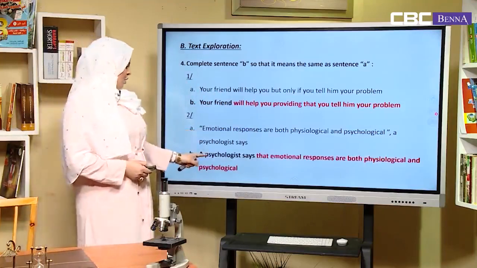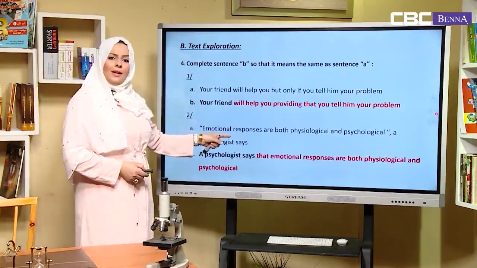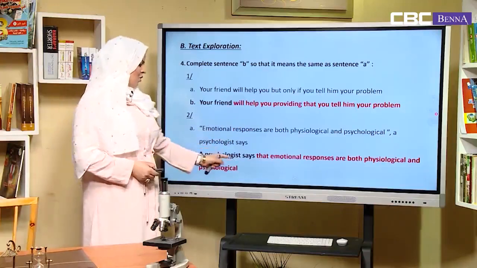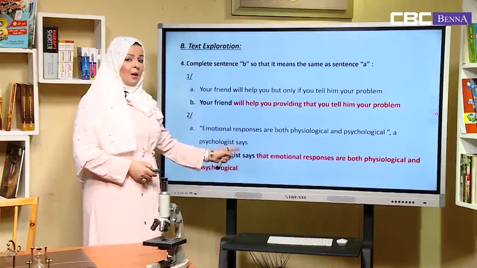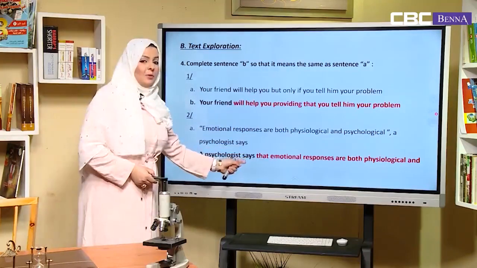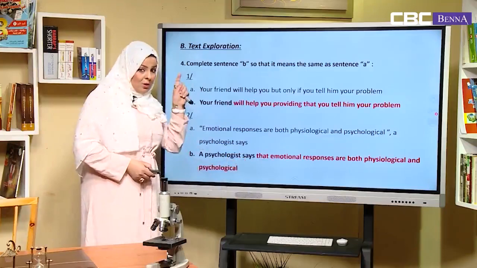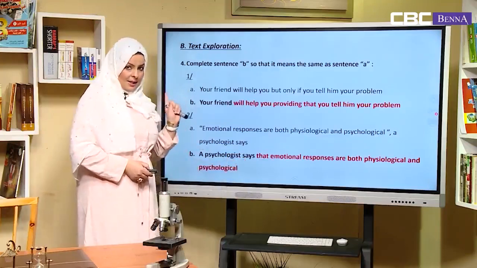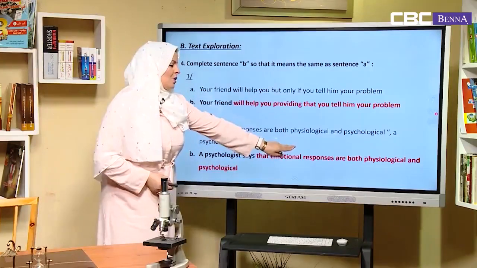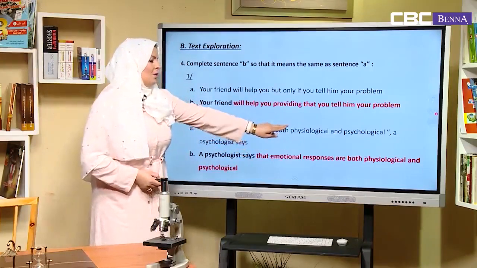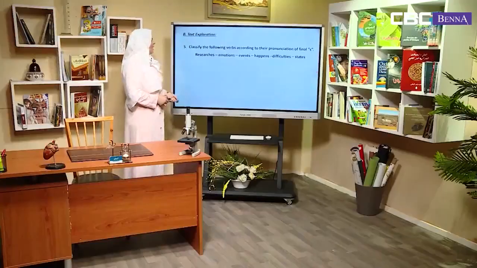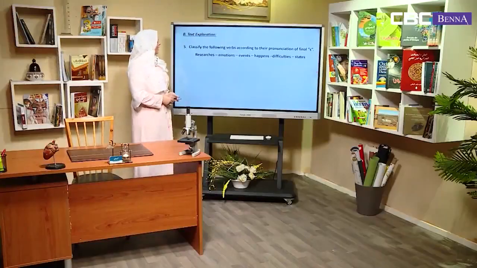Second one, emotions. Here you have direct speech and indirect. So what you're going to say: a psychologist says. Here I want you to pay attention to the introductory verb. The introductory verb is in the present, and the rule says that what is between quotation marks never changes. Is it clear? Good. So, says that emotional responses are both physiological and psychological. This is concerning grammar.